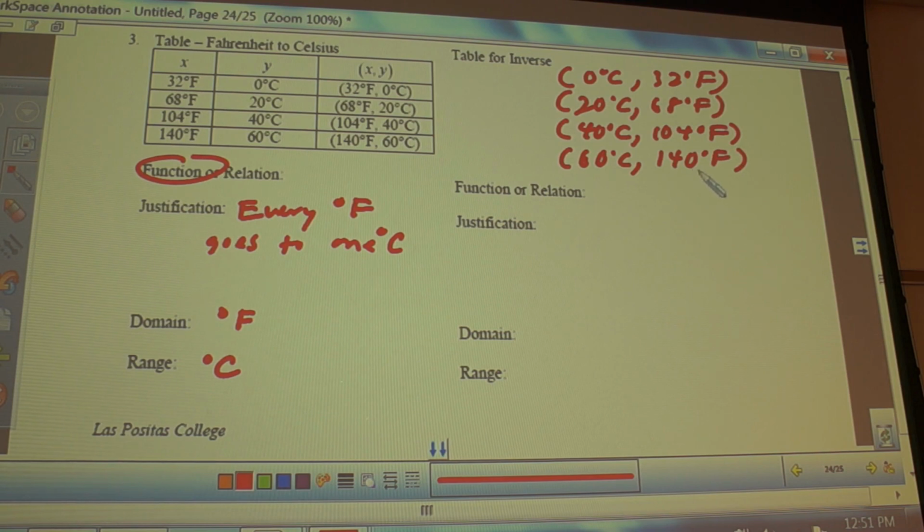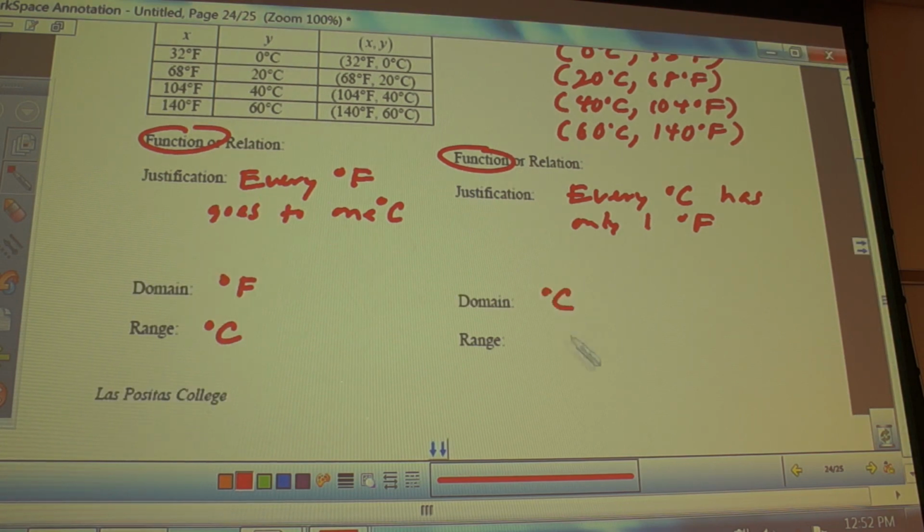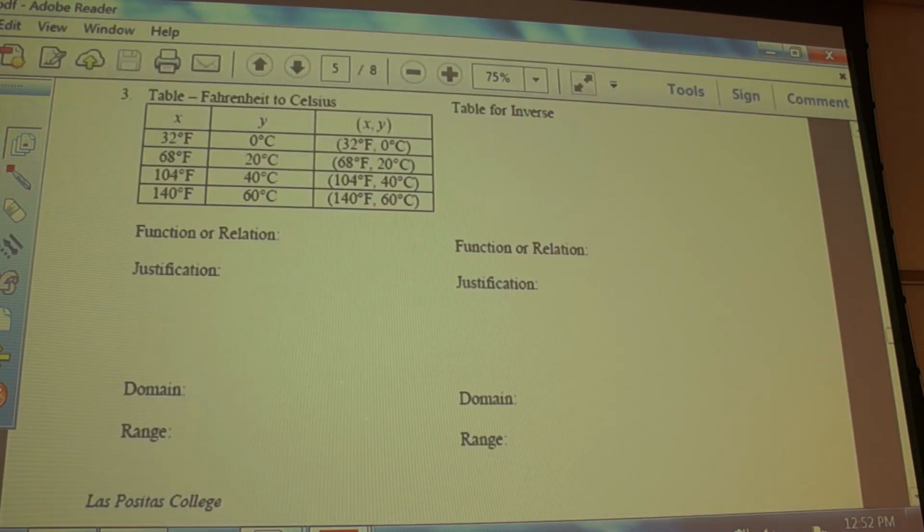Okay, now, is this a function or relation? Function, right? Every degree Celsius has only one degree Fahrenheit. It matches up with only one degree Fahrenheit. So my domain is degrees Celsius. My range is degrees Fahrenheit. Good. They're both all real numbers. Well, that's not true, it gets more complicated than that, but yeah, they're all possible degrees Fahrenheit and all possible degrees Celsius. I think that degrees Celsius goes down to negative 273. Zero Kelvin is negative 273. But that's not a big deal.